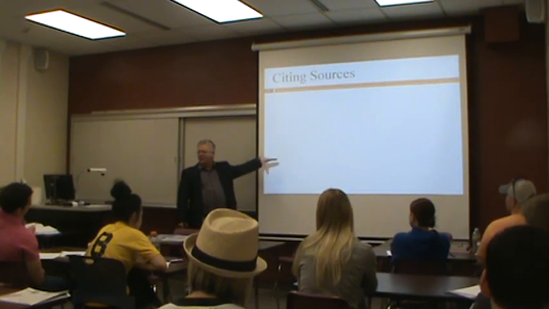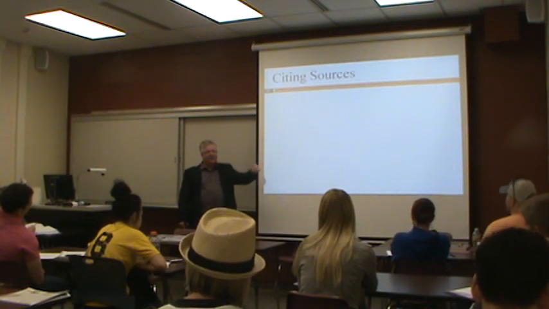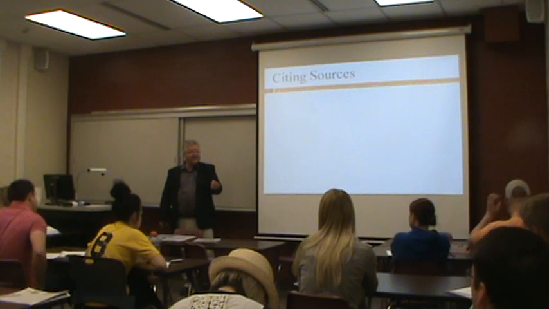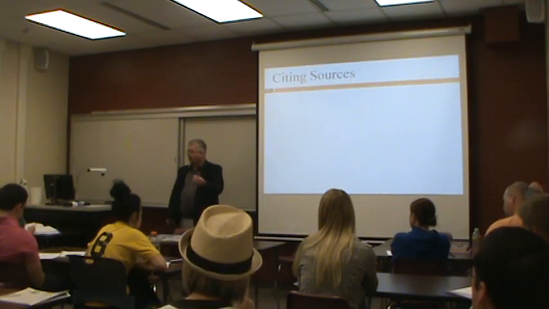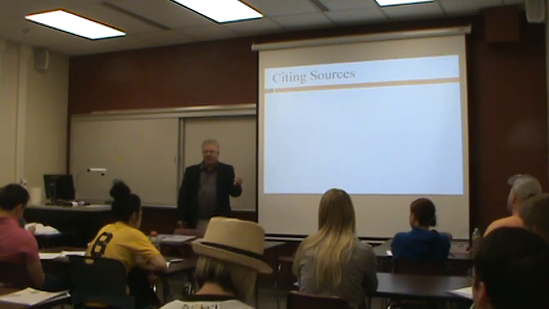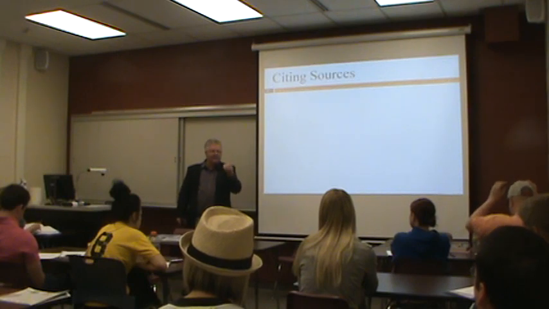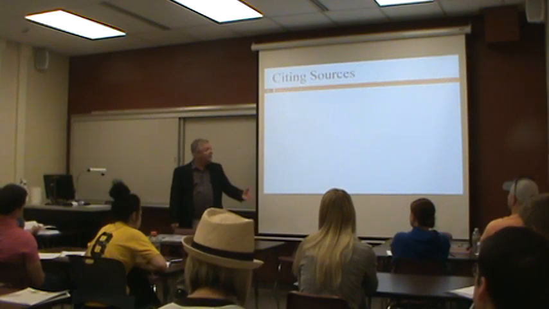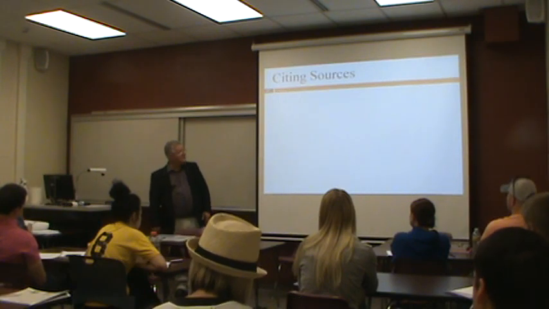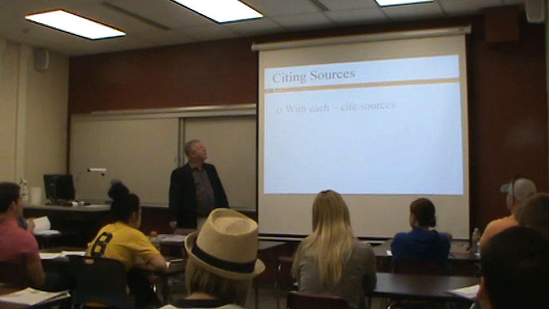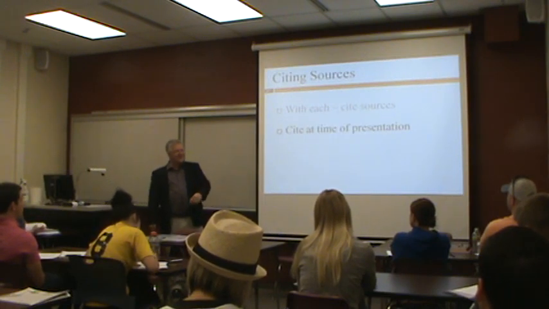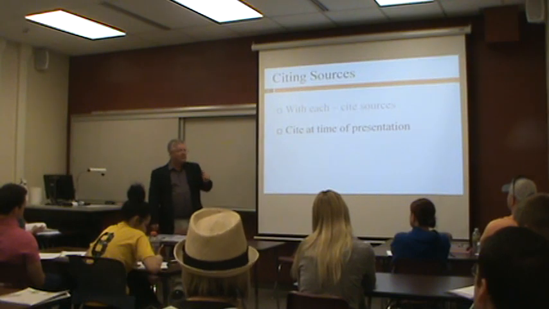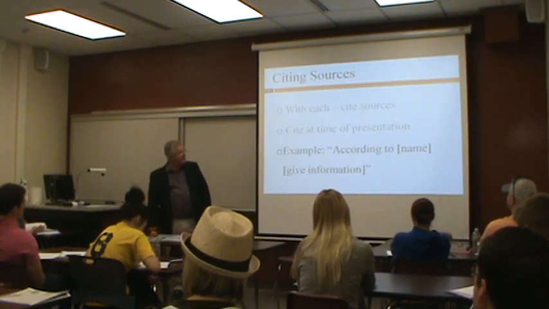Just don't put up a PowerPoint that has who all you cited. What you're trying to do is give credibility to yourself, saying, so-and-so said this, according to a recent survey in the Wall Street Journal, blah, blah. Again, credibility. You're just not blurting out information. So it's very important that you do this when you give your presentations. With each piece of information you give, you have to cite the source, and give it at the time of the presentation. So as you're presenting, you use that quote, say it then. And we've already talked about the example there.